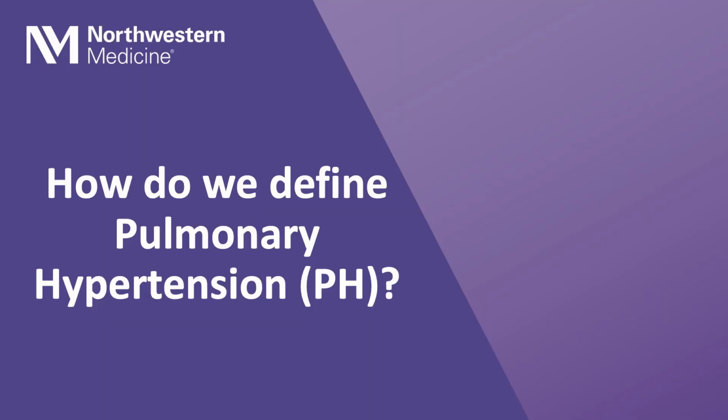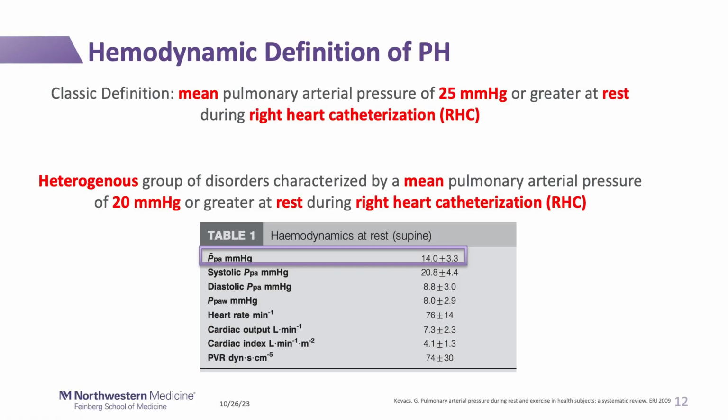All right, so how do we define pulmonary hypertension? Now we're going to get to your question about the echo and the right heart catheterization that you mentioned you've been through. So pulmonary hypertension is defined hemodynamically, which is the medical term that means we define this by measuring the pressure in the lung.